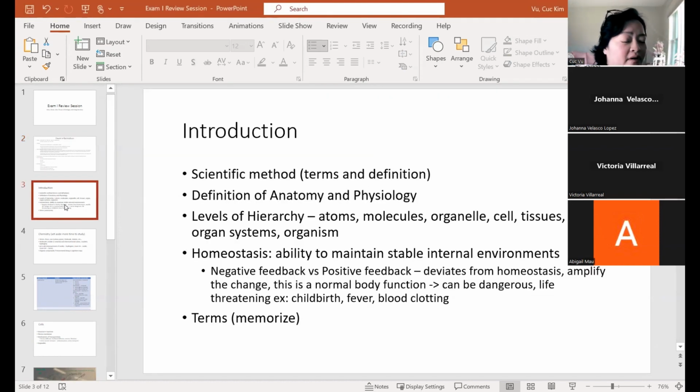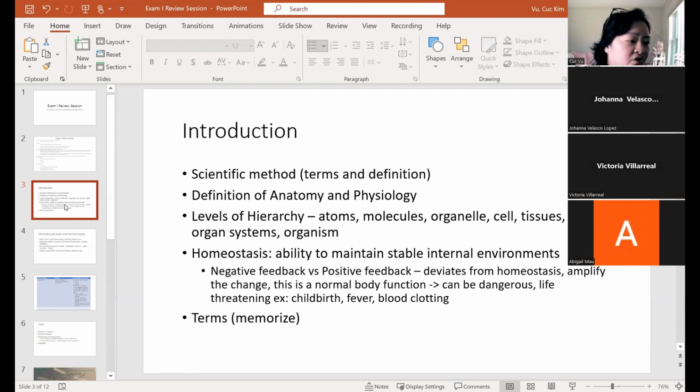If something does come up along the way, feel free to ask in the chat or just unmute, okay? We're going to start with an overview of intro, chem, and cells today in this first session. Then in the ninth session, I'm going to do tissues and histology so that I have enough time to cover everything. All right.